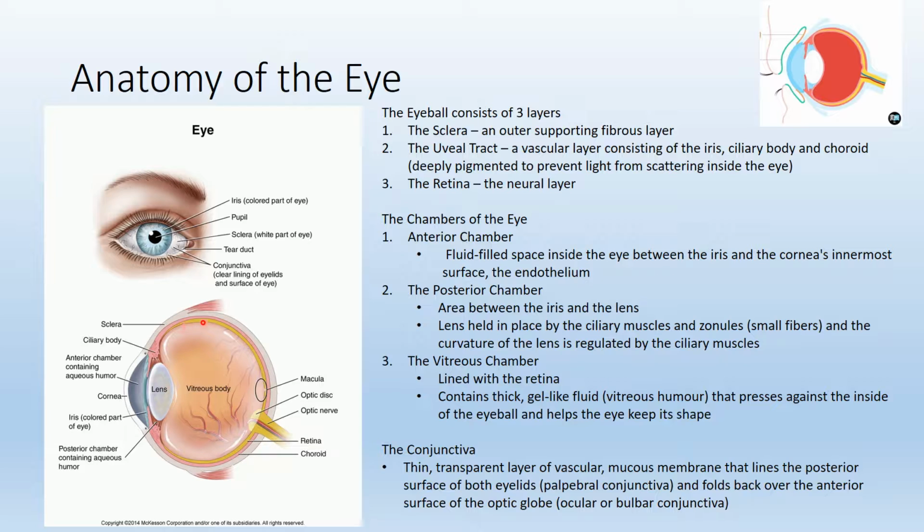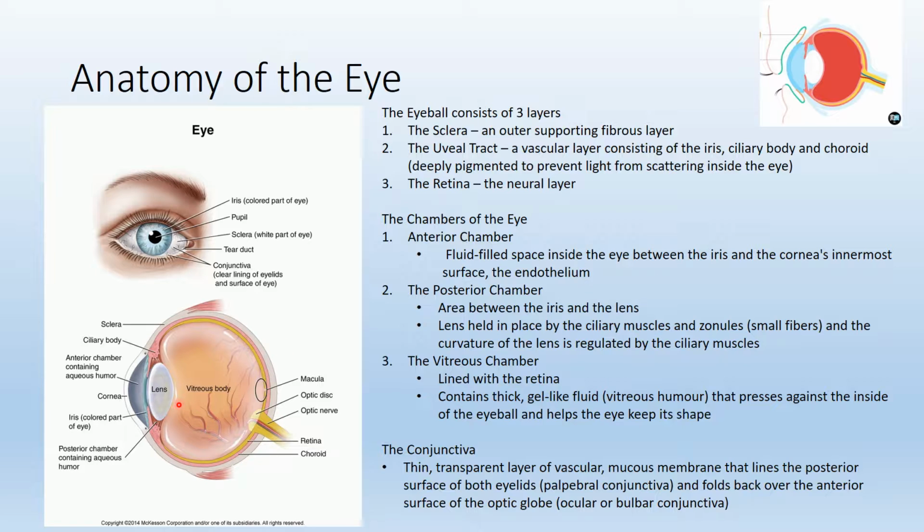That's this area back here. It is filled with vitreous fluid, which is a thick gel-like fluid that pushes outward within the globe of the eye to help maintain that spherical structure of the eyeball.